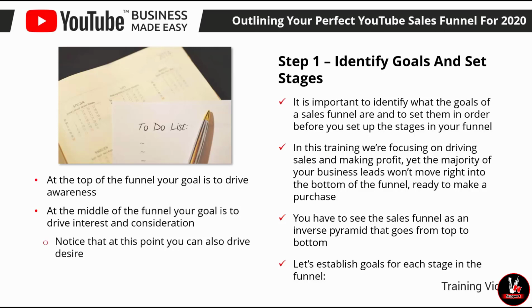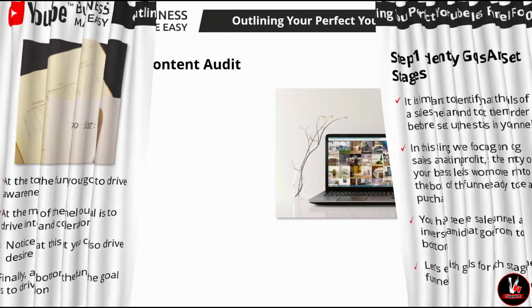This means that the lead is not only considering your product, but is actively desiring your product. Yet there is an objection stopping the lead from taking action, such as price, or maybe they need to learn more about the product before making a purchase. Finally, at the bottom of the funnel, the goal is to drive action. This is when a lead is ready to convert by signing up for a trial or making a purchase.